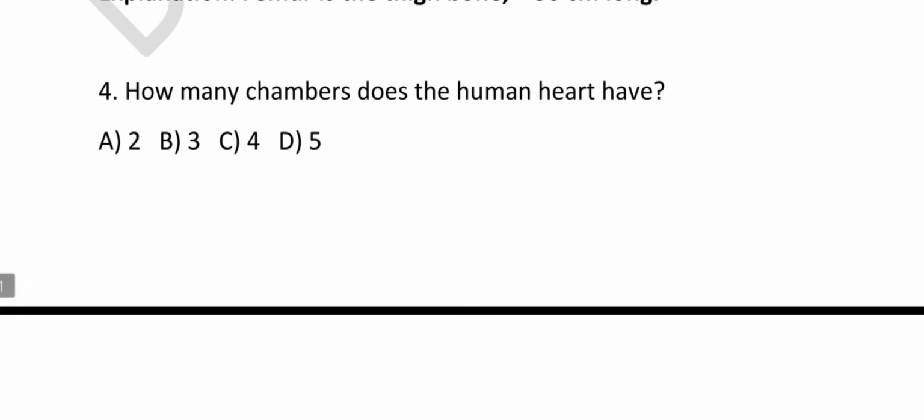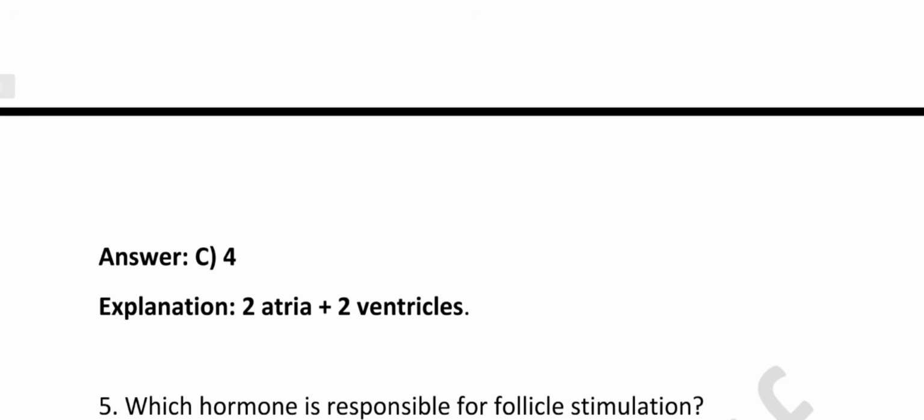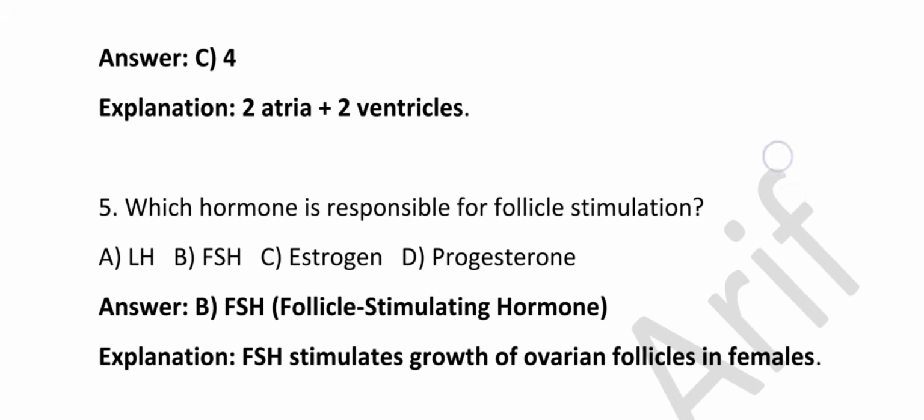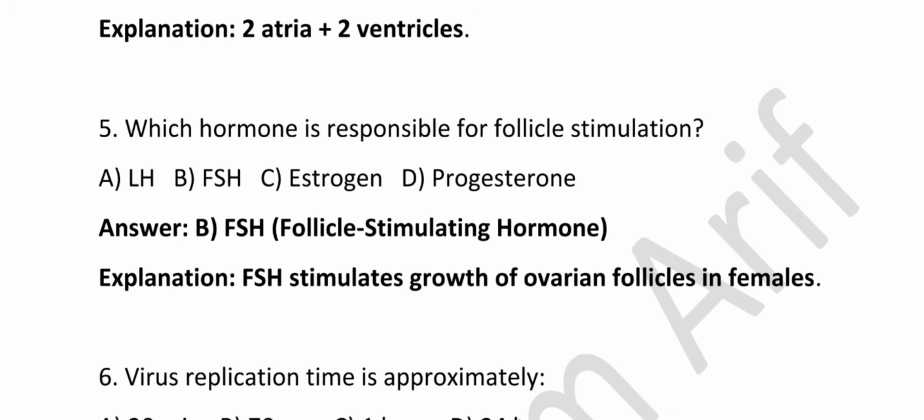How many chambers does the human heart have? Correct answer is option C, that is 4. It has 2 atria and 2 ventricles. Which hormone is responsible for follicle stimulation? FSH, because FSH stimulates growth of ovarian follicles in the females.